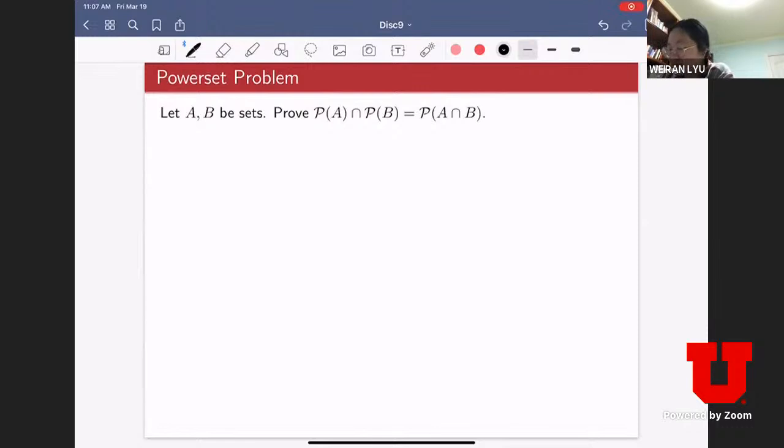Okay, so let's do this together. I want to prove these power sets are equal, so we're still going to show that they're subsets of each other.